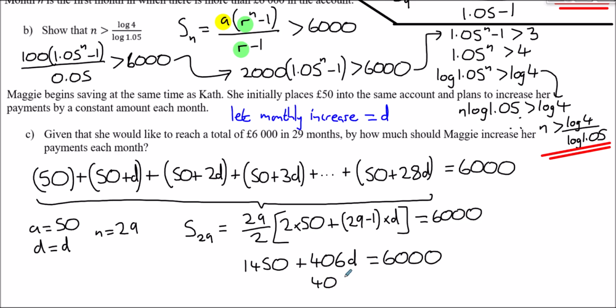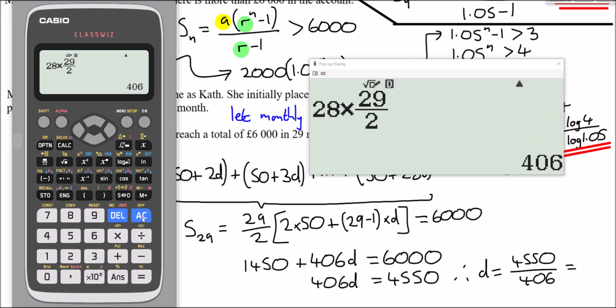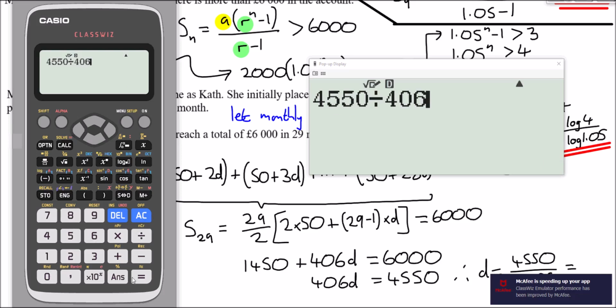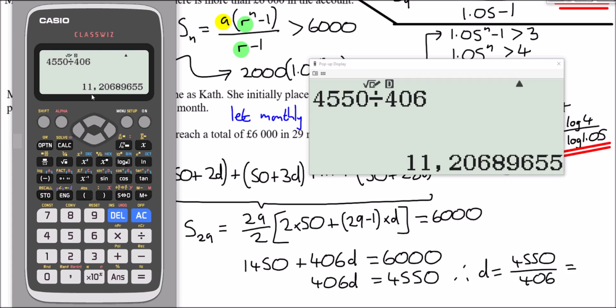I can then subtract 1450 from both sides. I then get 406D equals 4,550. Finally, divide both sides by 406. D must be 4,550 divided by 406. Let's see what this gives us. So 4,550 divided by 406. That gives us, apparently, £11 and 21 pence to the nearest penny.